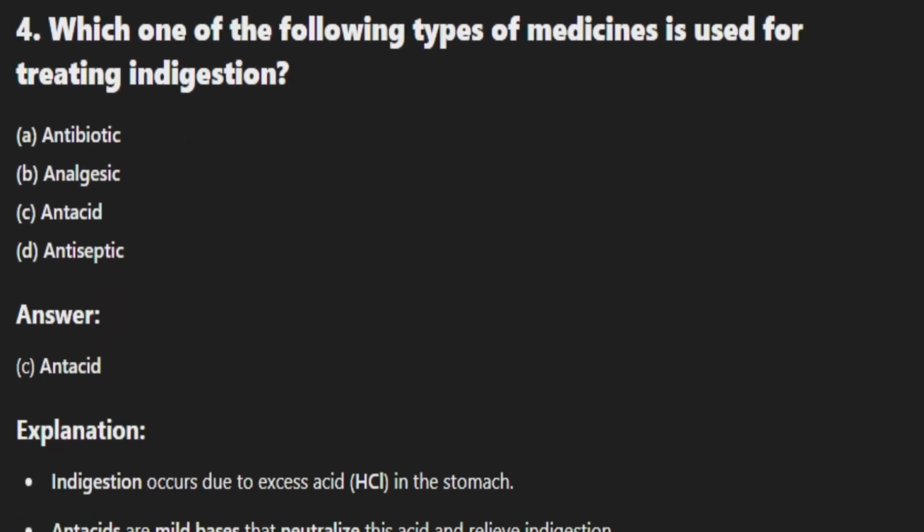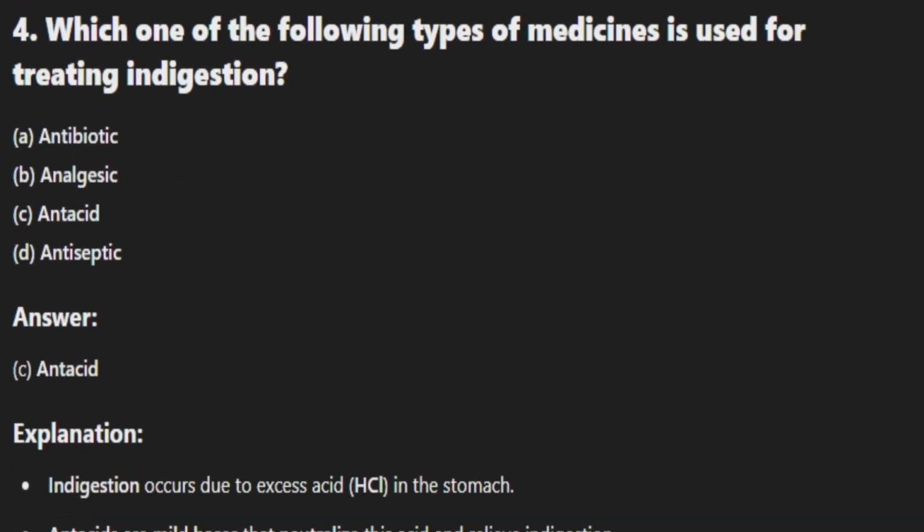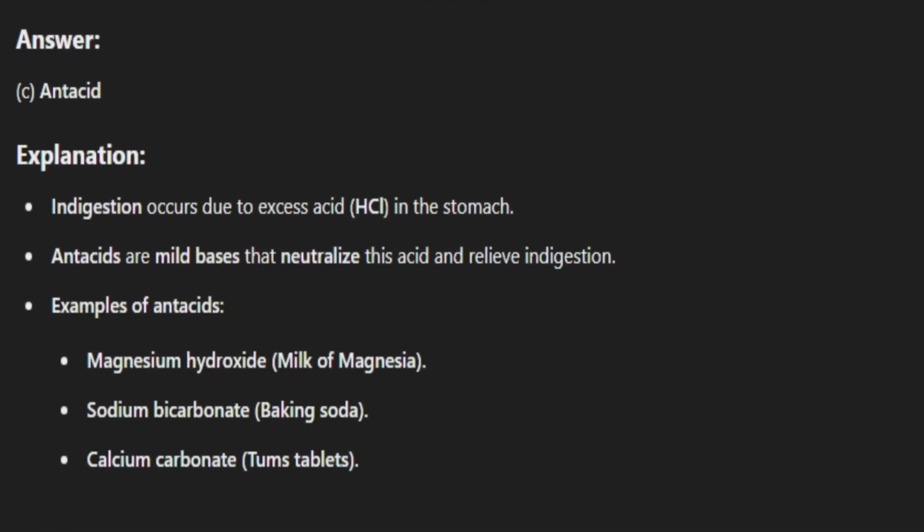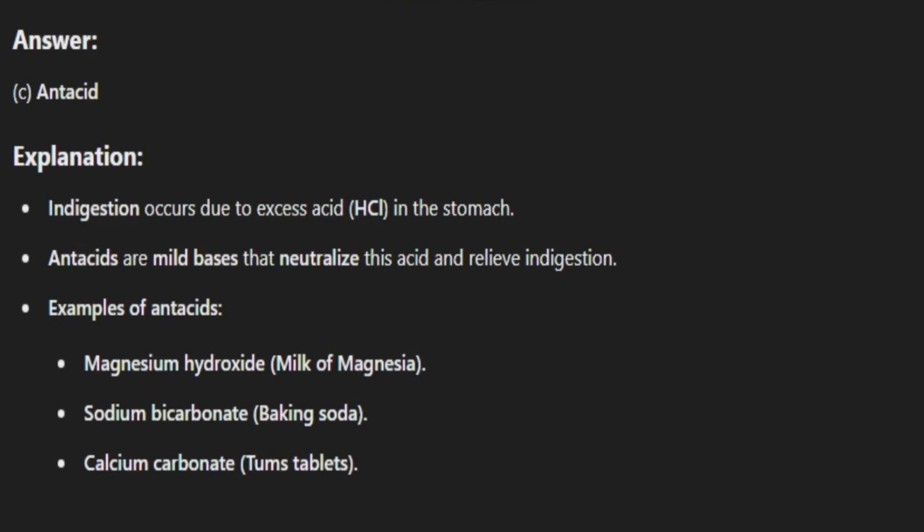4. Which one of the following types of medicines is used for treating indigestion? A) Antibiotic, B) Analgesic, C) Antacid, D) Antiseptic. Answer: C) Antacid. Explanation: Indigestion occurs due to excess acid, HCl, in the stomach. Antacids are mild bases that neutralize this acid and relieve indigestion. Examples of antacids: magnesium hydroxide (milk of magnesia), sodium bicarbonate (baking soda), calcium carbonate (Tums tablets).